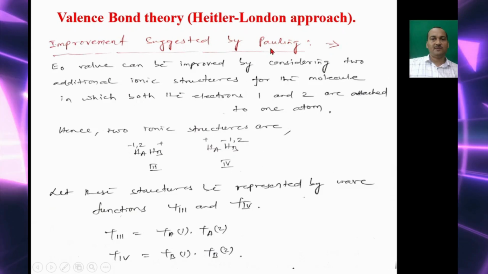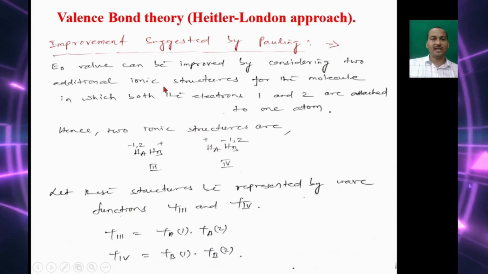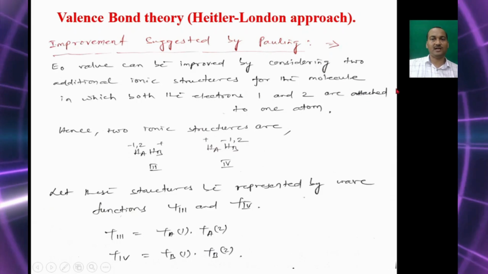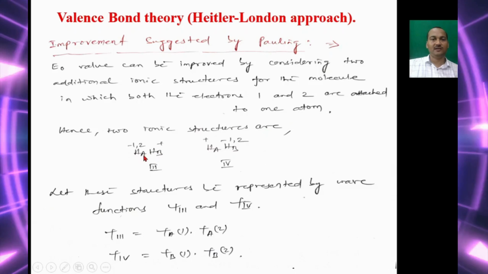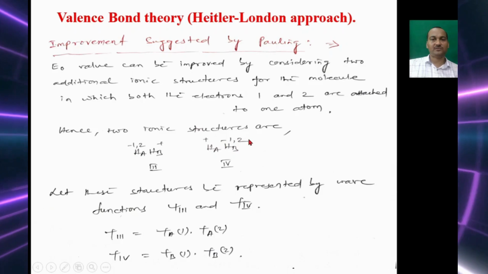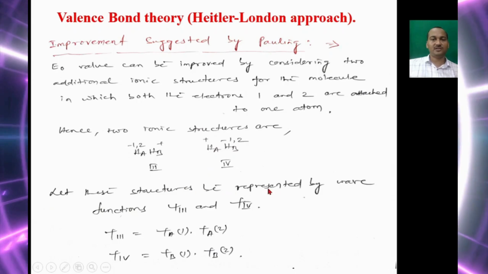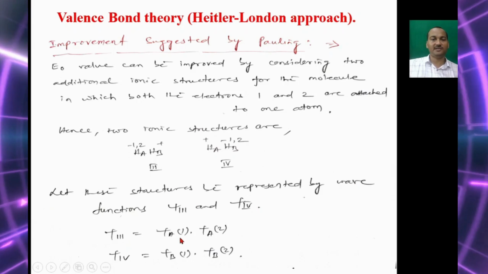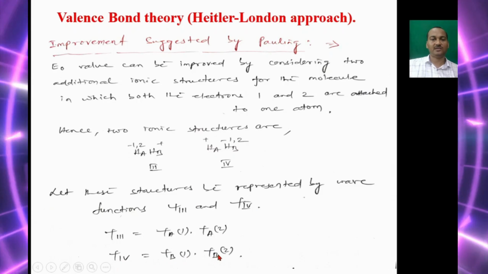Then comes the improvement suggested by Pauling. The E0 value can be improved by considering two additional ionic structures for the molecule in which both electrons 1 and 2 are attached to one atom. The two ionic structures are HA minus 1 2 with HB plus, and HA plus with HB minus 1 2. These are structures 3 and 4, represented by wave functions psi 3 and psi 4. So psi 3 will be psi A1 into psi A2 and psi 4 will be psi B1 into psi B2.